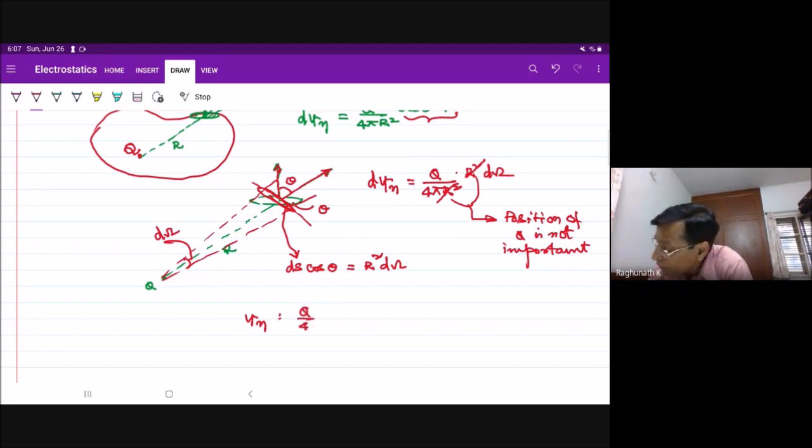Q by 4 pi, integral d omega over the closed surface. On the closed surface, the total solid angle, integral d omega, is what? The total solid angle subtended by the closed surface at any point inside. Integral d omega, we proved it to be equal to 4 pi, because of which it is Q by 4 pi into 4 pi, which is Q. This is the proof.